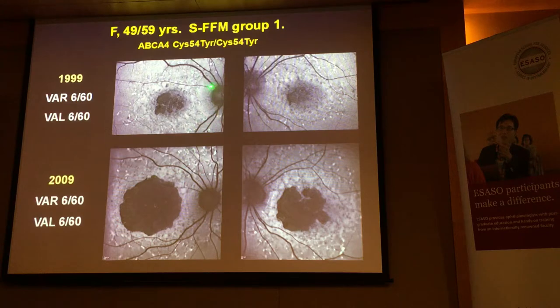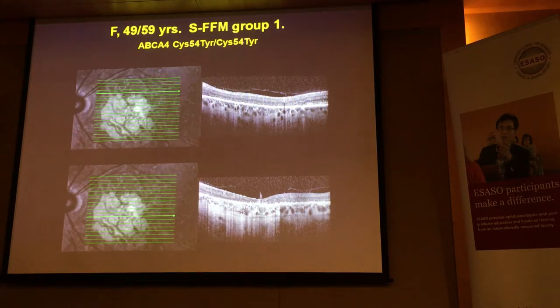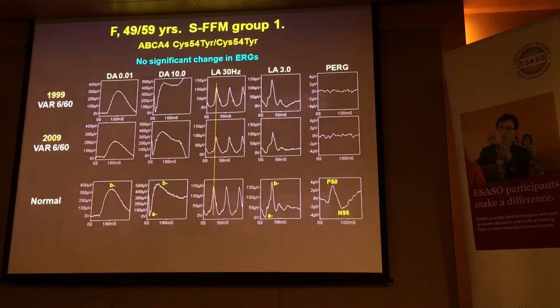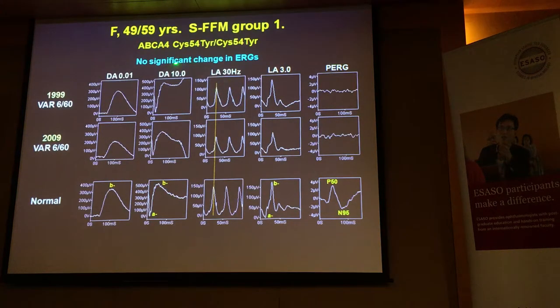This vessel, of course, this vessel. Note the peripapillary sparing, which is common in ABCA4 disease. And very similar features in the left eye. Visual acuity stayed exactly the same. OCT, well, they're pretty images, but they're not very helpful in ABCA4 disease. What's far more important is the autofluorescence. And the electrophysiology, the patient went from 49 years to 59 years of age, so there's been a slight change related to age, but other than that, the ERG has shown no significant change over a 10-year period.